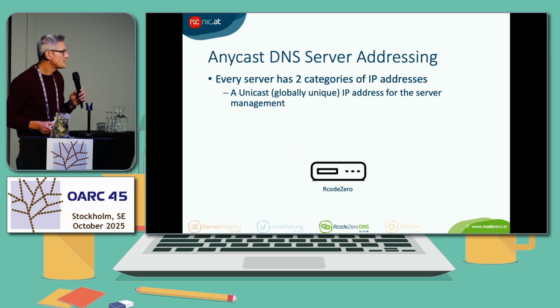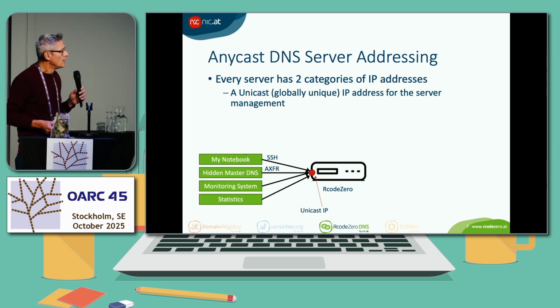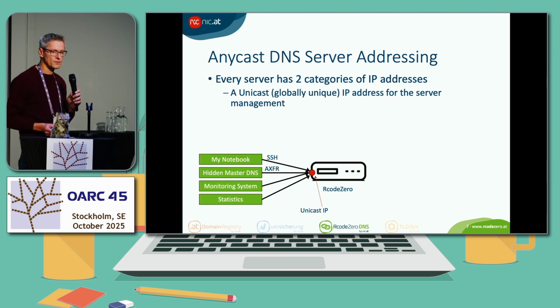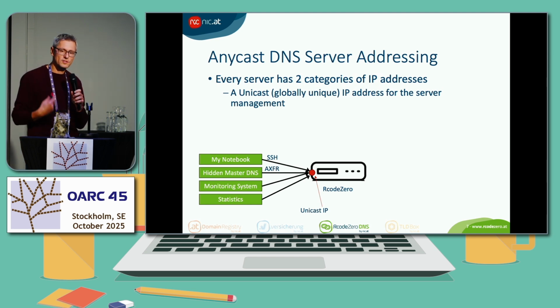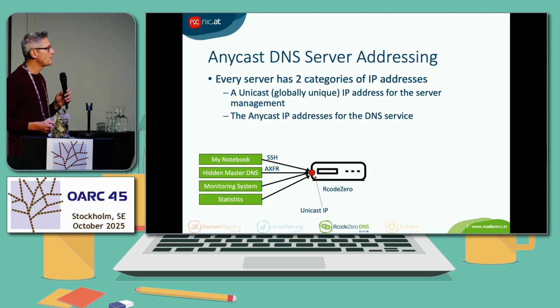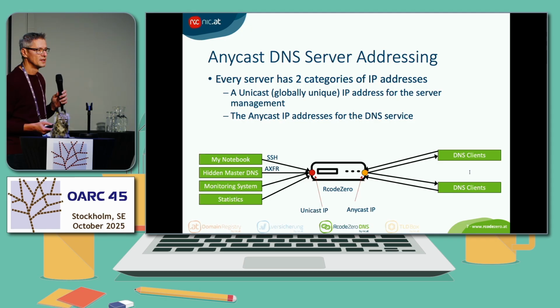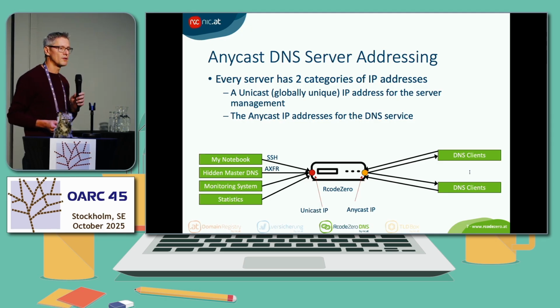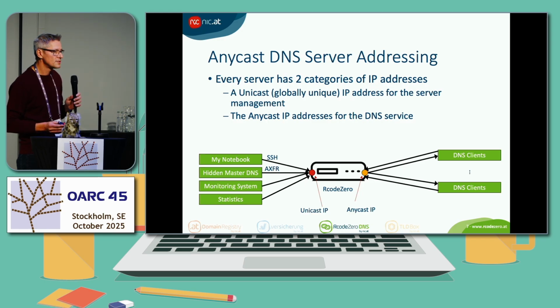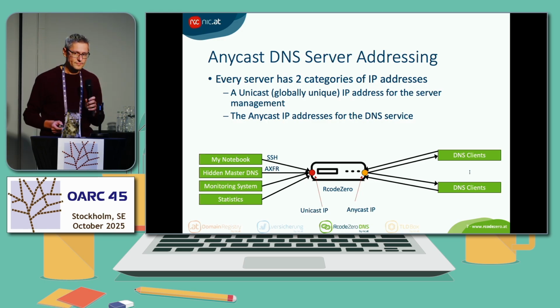The important thing is that if we have an Anycast name server, we usually have 2 types of IP addresses on that name server. We have a unicast IP address for the management of the server, for zone transfers, for monitoring, and so on. And on the other hand, we have the IP addresses for the Anycast service. The Anycast IP addresses are used only for the DNS service, and the unicast IP address is used for the management of the server.